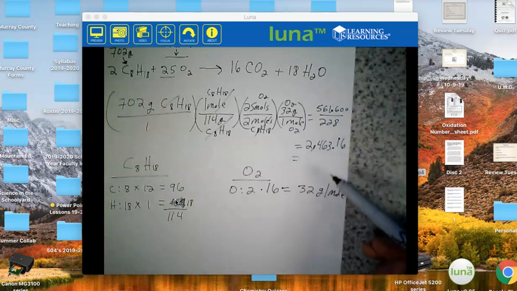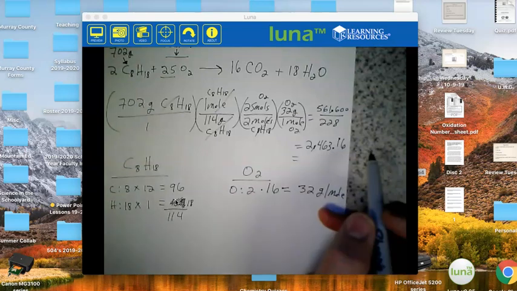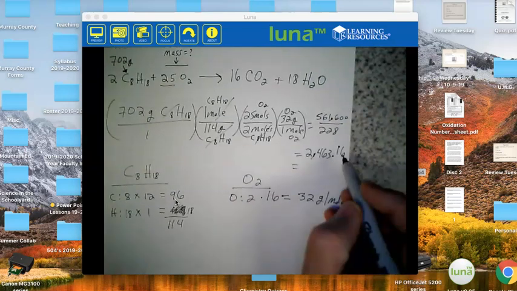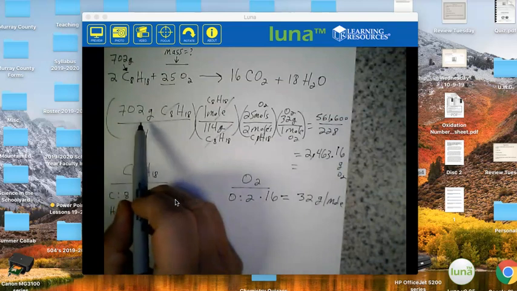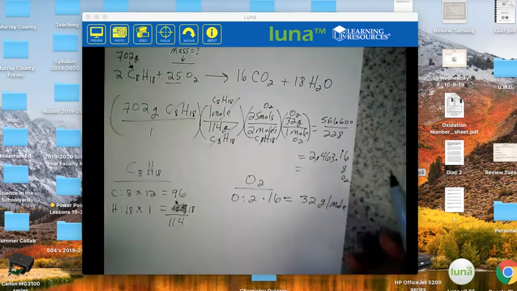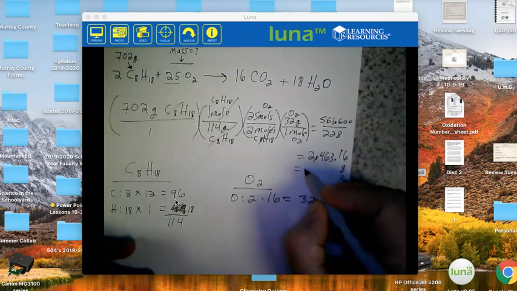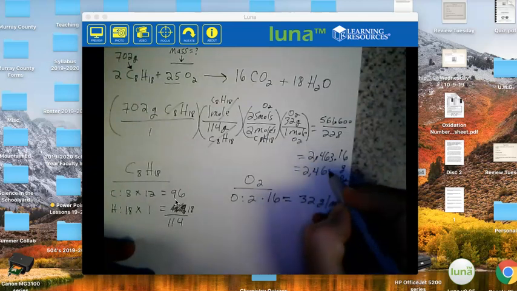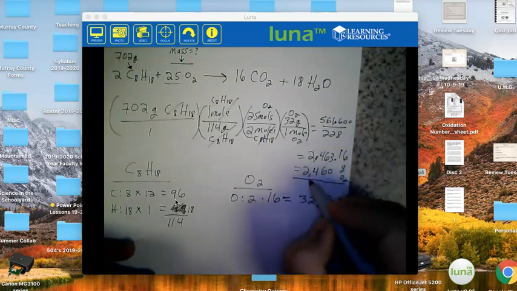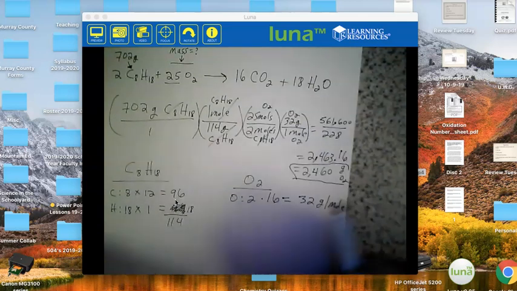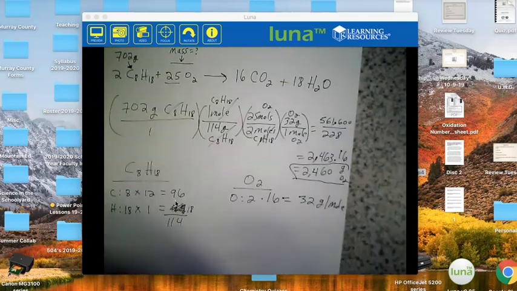All right, so here in our calculator we get 2,463.16, and that's grams of O2. And so looking at our starting units here, we have 3 sig figs. So we'll do 2,460 grams of O2. Okay.